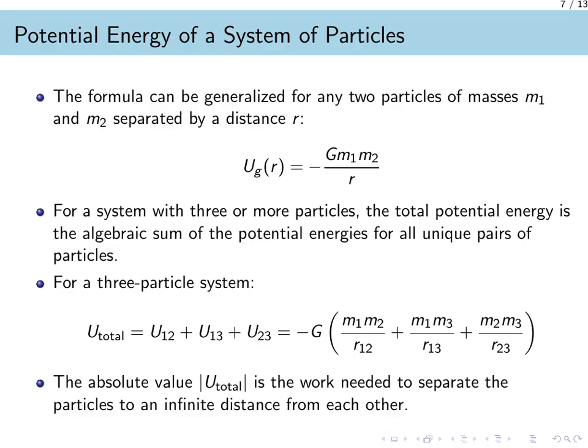For the 3-particle system shown, the total potential energy is the sum of the energies for the 3 distinct pairs. We calculate the energy for the pair of particles 1 and 2, then for particles 1 and 3, and finally for particles 2 and 3. The total potential energy is the algebraic sum of these 3 individual terms. This total value has an important physical meaning. Its absolute value represents the total amount of work required to completely disassemble the system by pulling all the particles infinitely far apart from each other.